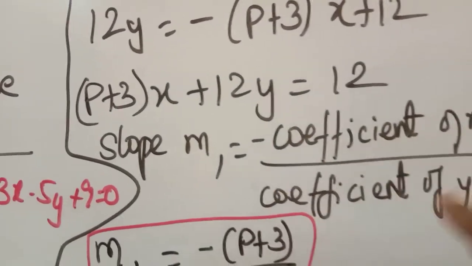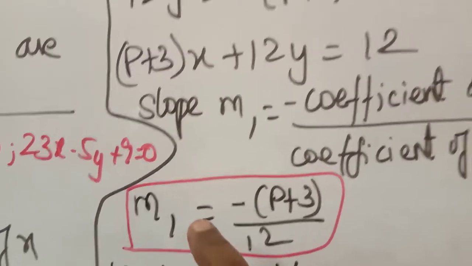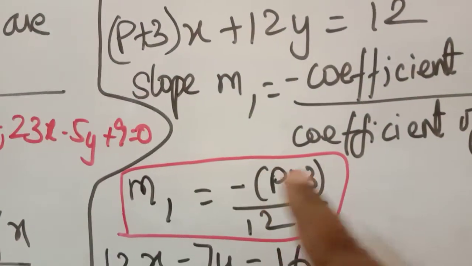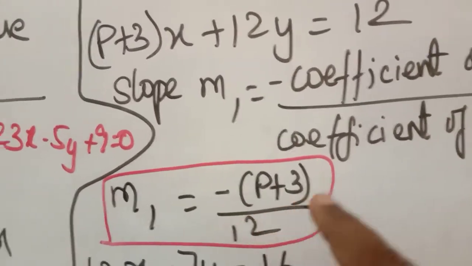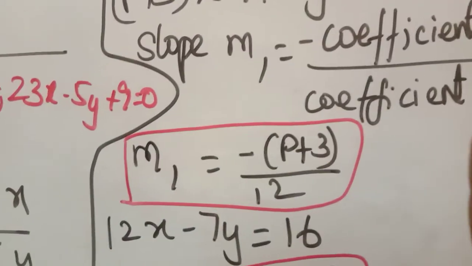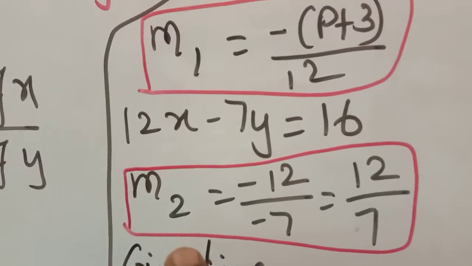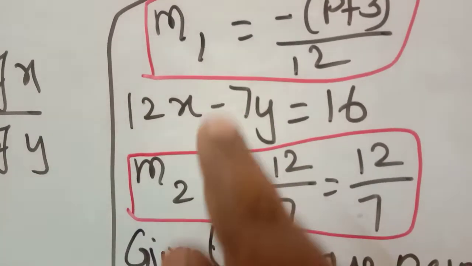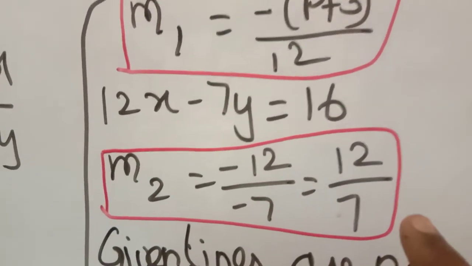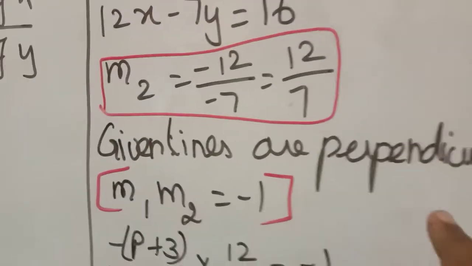Now minus coefficient of x by coefficient of y is the formula to find slope. So m1 is equal to, coefficient of x is p plus 3, minus is there, so we have to write in the bracket, by coefficient of y, 12. Consider it as m1. Next take the second equation. m2 is equal to minus coefficient of x, that is 12, by minus 7. So 12 by 7. What is given? These two lines are perpendicular. So given lines are perpendicular.